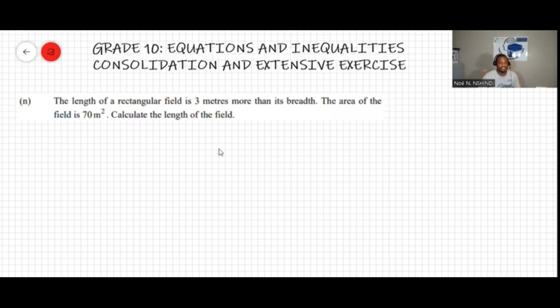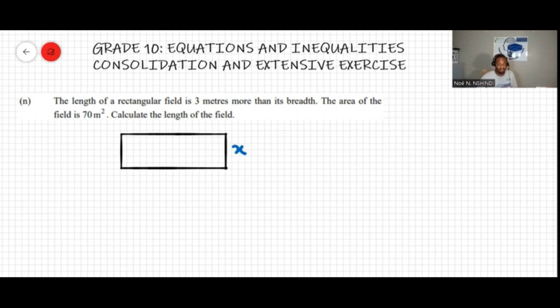Well, we have another question here that says the length of a rectangular field is 3 meters more than its breadth. The area of the field is 70 meters squared. Calculate the length of the field. Well, in a situation like this, I always believe it's better if we draw a diagram. Okay, let's say this is the field. It is said that the length is 3 meters more than the width, the breadth. Okay, the breadth is like x.